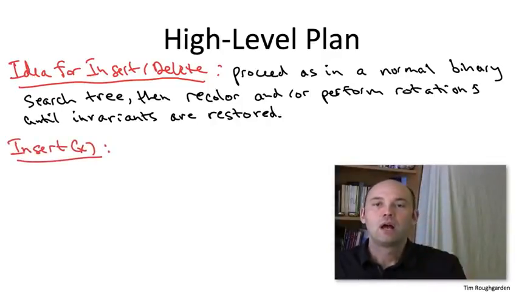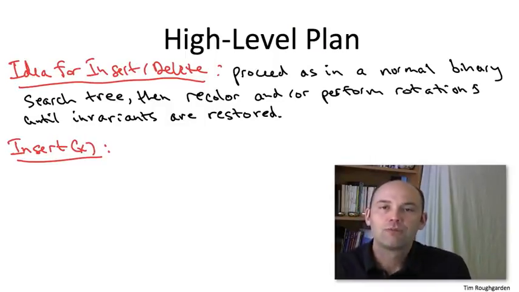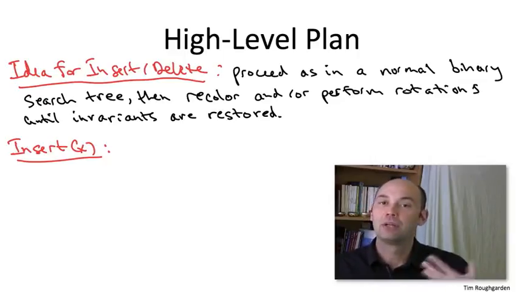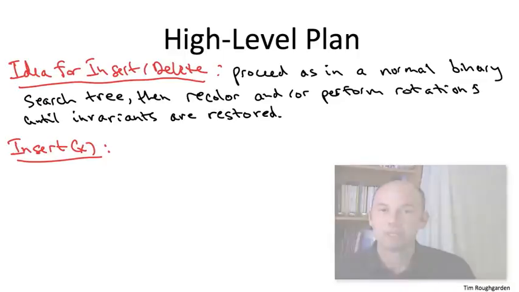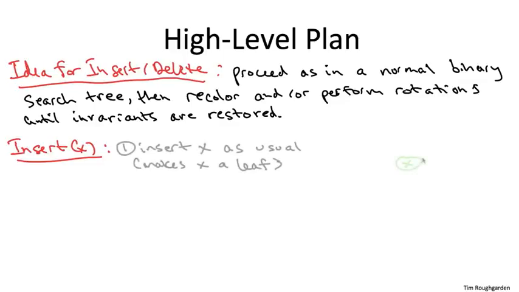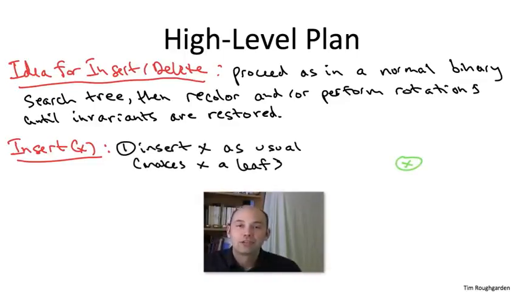Suppose we have some new node with the key X, and we're inserting it into a red-black tree. So we first just forget about the invariants and we insert it as usual. And remember, that's easy. All we do is follow left and right child pointers until we fall off the end of the tree, until we get to a null pointer, and we install this new node with key X where we fell off the tree. That makes X a leaf in this binary search tree. Let's let Y denote X's parent after it gets inserted.